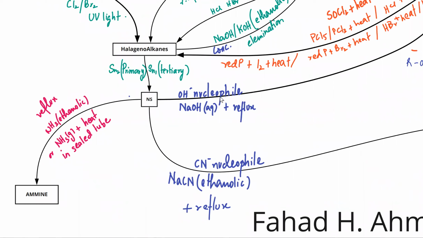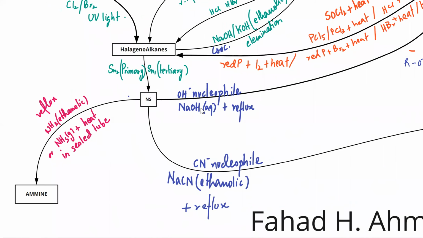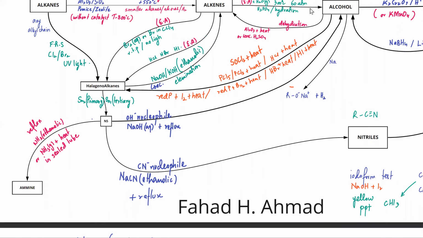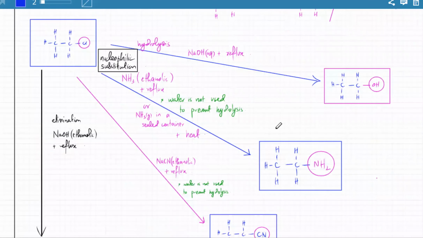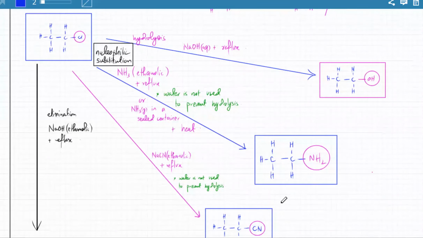If you have a halogen, the halogen can be replaced by OH-. It will turn into an alcohol. So the chart goes to an alcohol. It has a CN. If you put a CN, it turns into a nitrile. And if you have NH3, it turns into an amine. So halogenoalkanes undergo 3 nucleophilic substitution reactions, which are given over here. So OH, NH3, and CN.